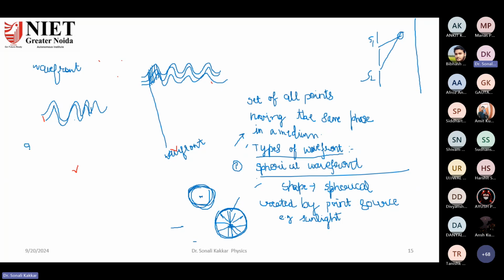Okay, what is the second type of wavefront? Plane wavefront. So what is the shape of plane wavefront? It's a plane surface. So when will a wavefront appear plane? When rays are from infinity. When the source is at a very large distance, or at infinity.